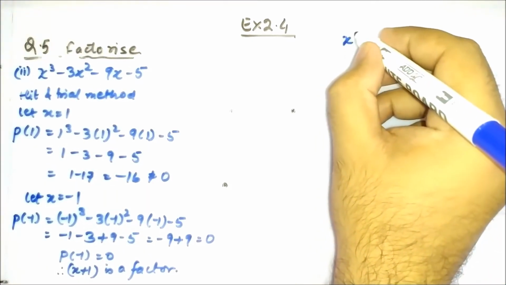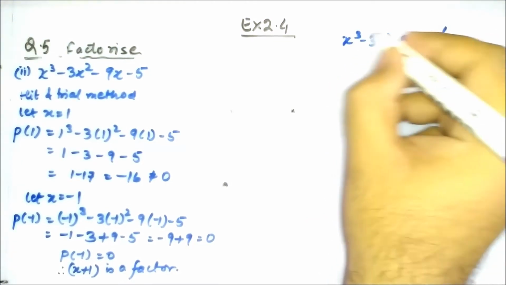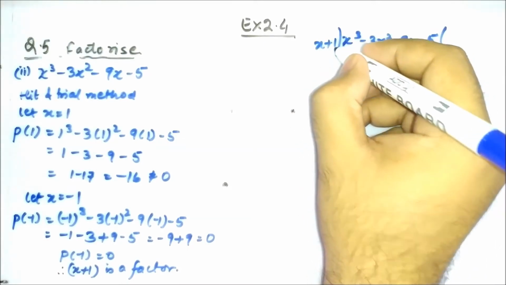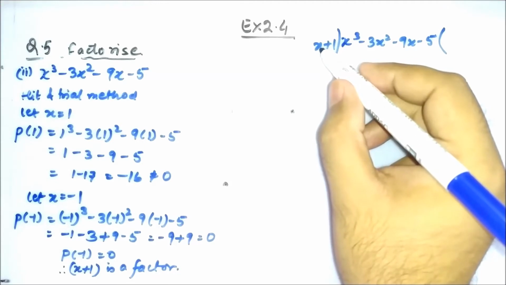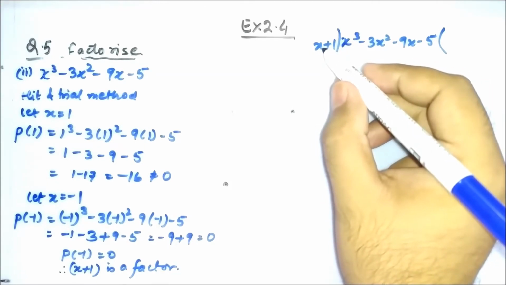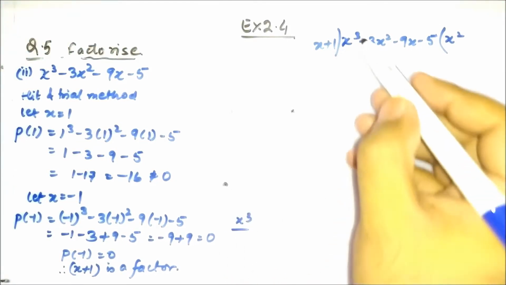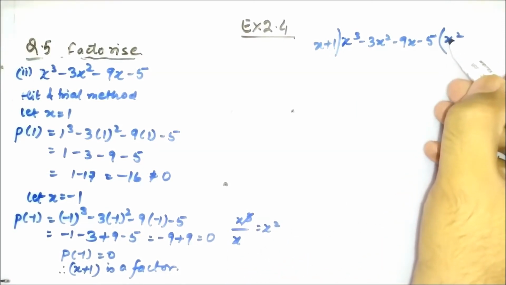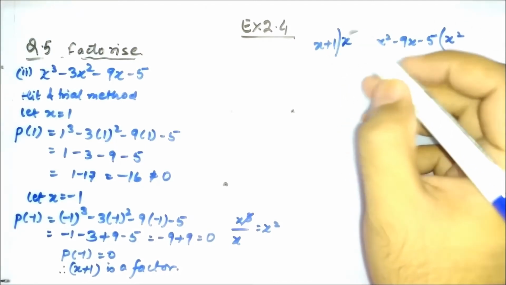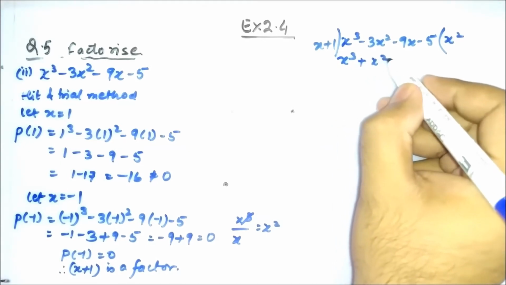So our cubic polynomial is x cube minus 3x square minus 9x minus 5, and our linear polynomial is x plus 1. When you divide, here we have x cube, and here we have x as the first term. So x cube divided by x, we will get x square here. We take the first term of this and the first term of this, which is x, and when you divide you get x square. So we wrote x square here. x square into x plus 1: x square into x gives x cube, and x square into plus 1 gives plus x square.